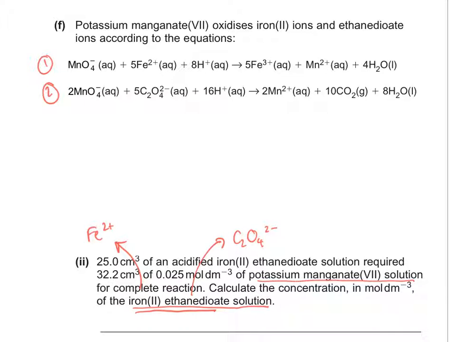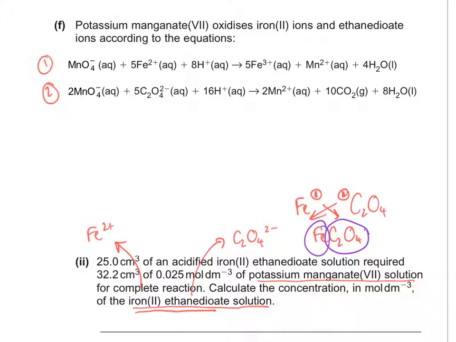So first of all, I need to think about what is the formula of my salt. So if you use the charges on your ions and just do your normal swap and drop, you've got iron 2 plus, obviously has a valency of 2, and you have your ethane dioate, which also has a valency of 2. Those are going to cancel down to 1 to 1, and then we swap and drop and you get FeC2O4. So we can tell from this that in every mole of iron ethane dioate I have 1 mole of iron ions and 1 mole of ethane dioate ions.